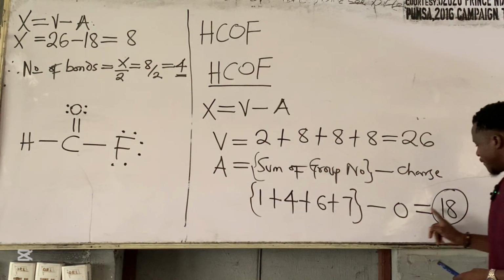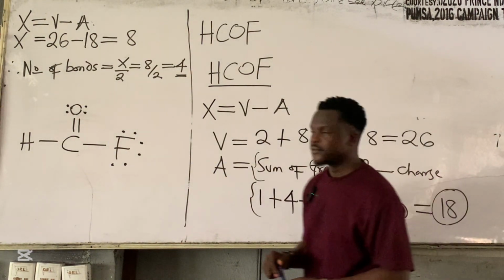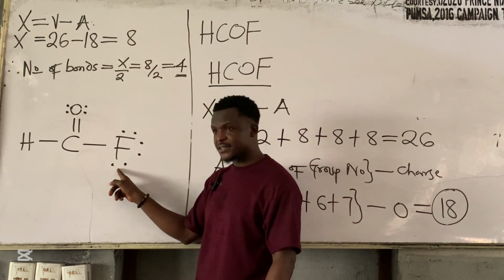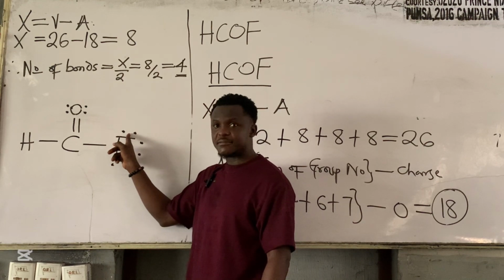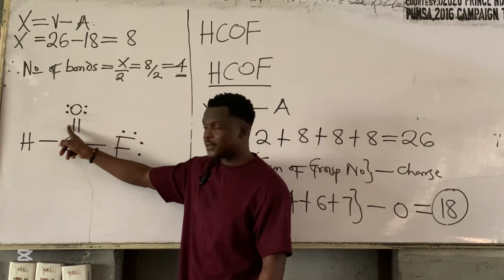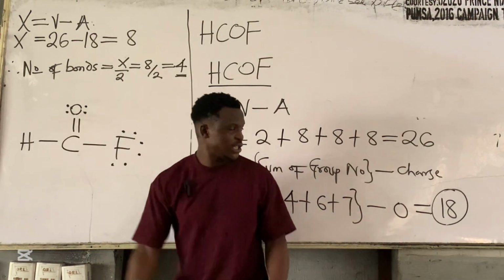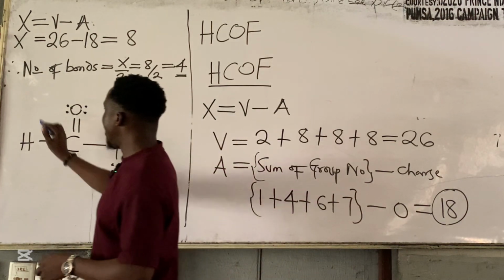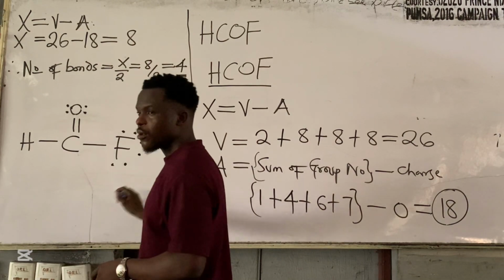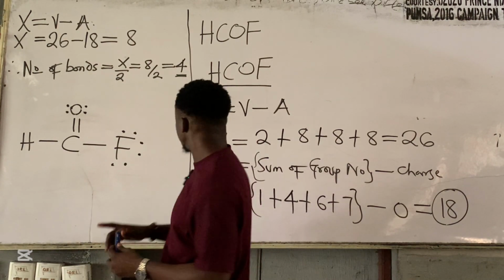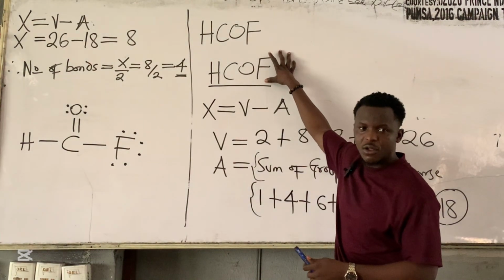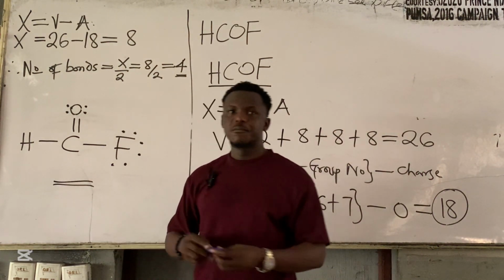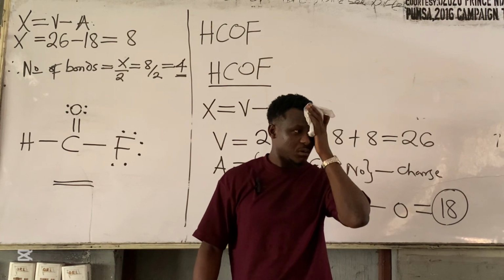A. What is A? Well, let's count. 2 here, 4 here, 6, 8, 10, 12, 14, 16, 18. Is it equal to 18? I'm correct. Now, am I going to add a square bracket here? I'm not going to add a square bracket because this is a neutral compound. It does not have a charge, right? So this becomes my Lewis structure.